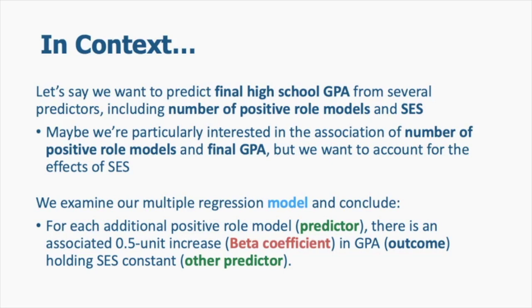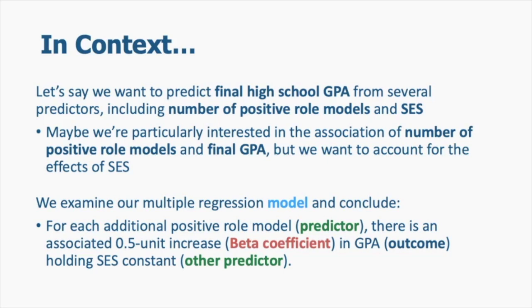Well, it is statistically saying that we are making everyone equal on SES. And then we're saying this is what happens when everyone is equal on SES. What is the relationship between the positive role model, the predictor, and our outcome GPA? That is essentially what regression is going to do for us, it's going to make everyone equal on the other variables. What happens with the relationship between these two variables when we do that?